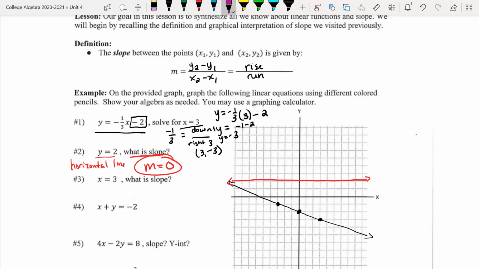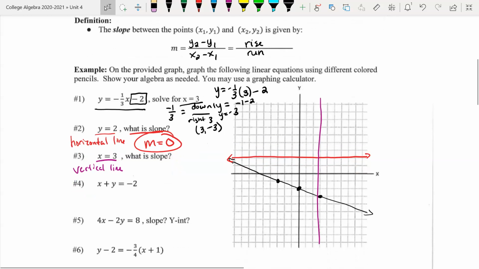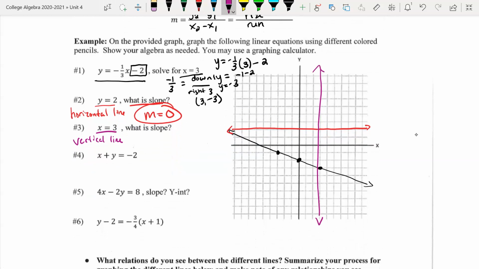Okay. Next one's another special case. x equals 3 is a vertical line. All right, so I'm going to go to 3 on the x-axis and then draw a vertical line from there. Slope would be undefined always. We have an undefined slope, always, on a vertical line.